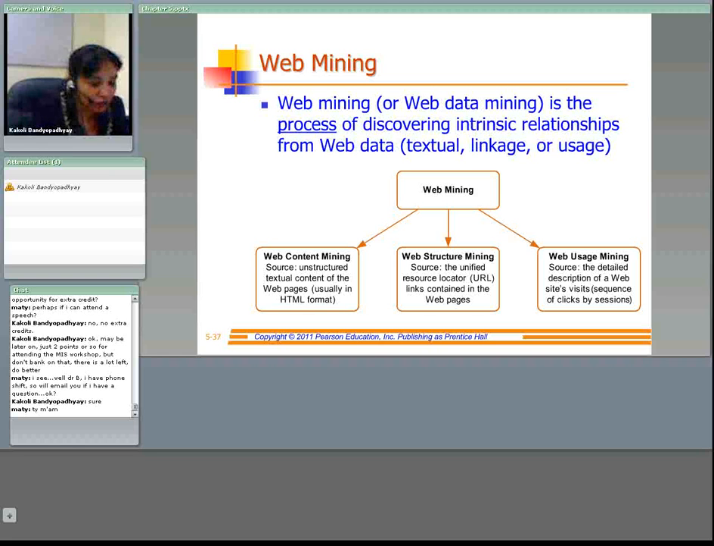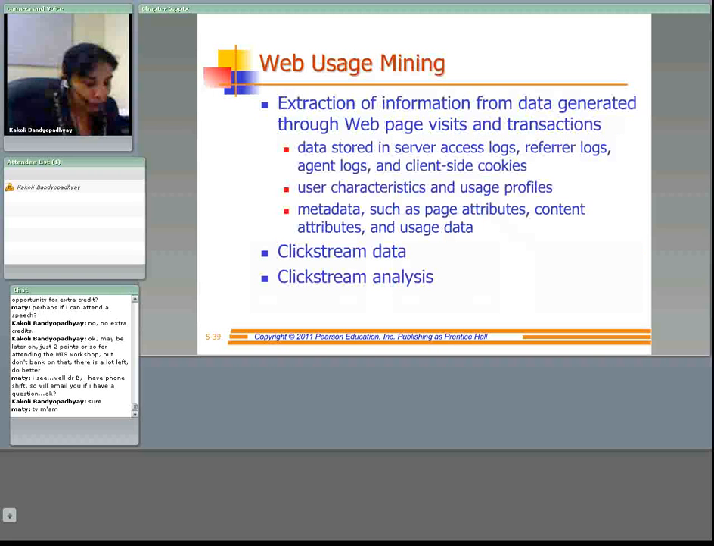Web usage mining is the extraction of useful information from the data generated through web page visits and transactions. Now, three types of data are generated through web page visits. If you have a web page, generally the ISP provider gives you access to a log file. From the log file, you can find out who visited your profile, for how long that person stayed, which are the different pages the person visited, and so on.